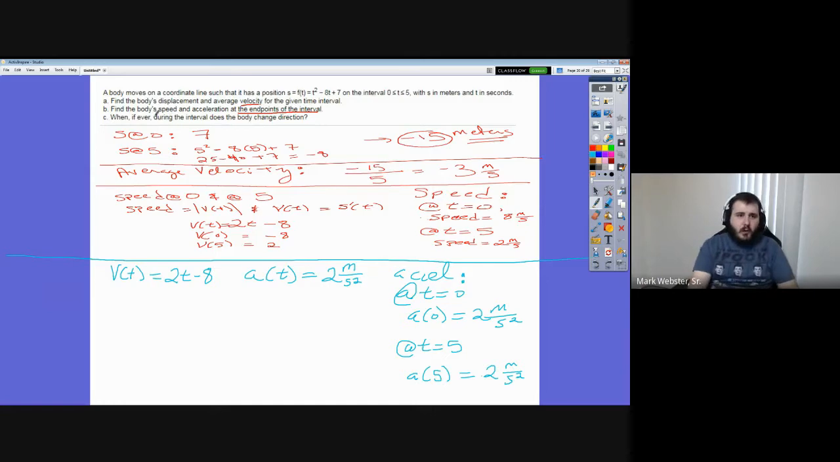So now what we need to know is when, if ever, during this interval from 0 to 5, does the body change direction? So in order to understand what's going on here, we need to talk about what is happening when we change direction. Obviously, throughout this entire time, the position is changing and going back and forth and what have you.